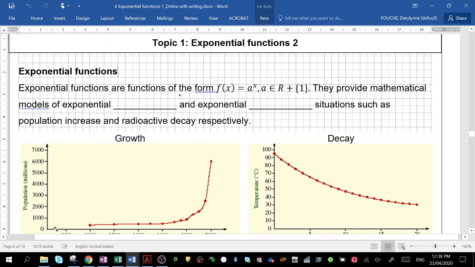Exponential functions are functions in the form f of x equals a to the x, where a is an element of the real numbers, that plus should be a backspace, not including 1. They provide mathematical models of exponential growth, and we would have seen a lot of that sort of thing happening here with the coronavirus, and exponential decay.